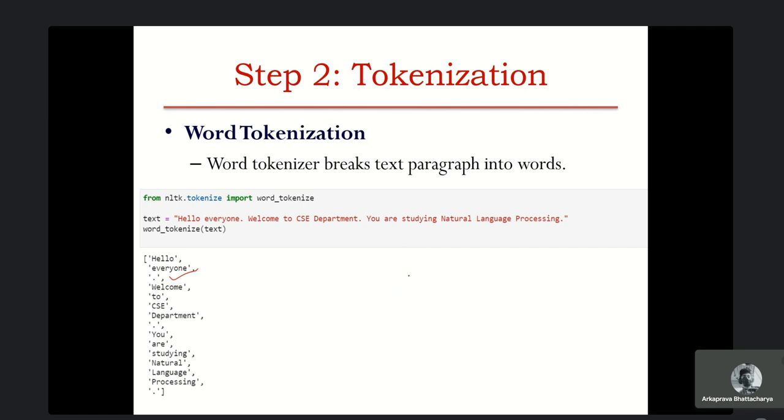And one more thing: whenever you are performing tokenization, always make sure the text is converted into lowercase form. Because if I have HAPPY in capitals and happy in small letters, one would be considered as one token and the other as another token. But in reality, both are the same.